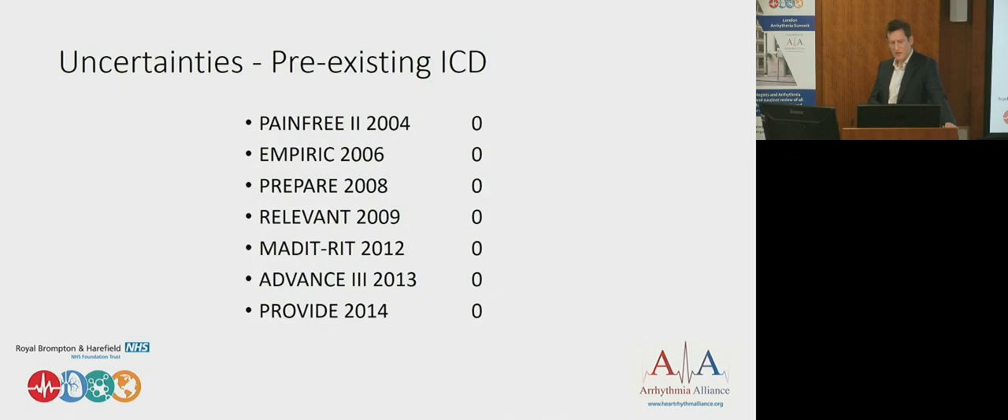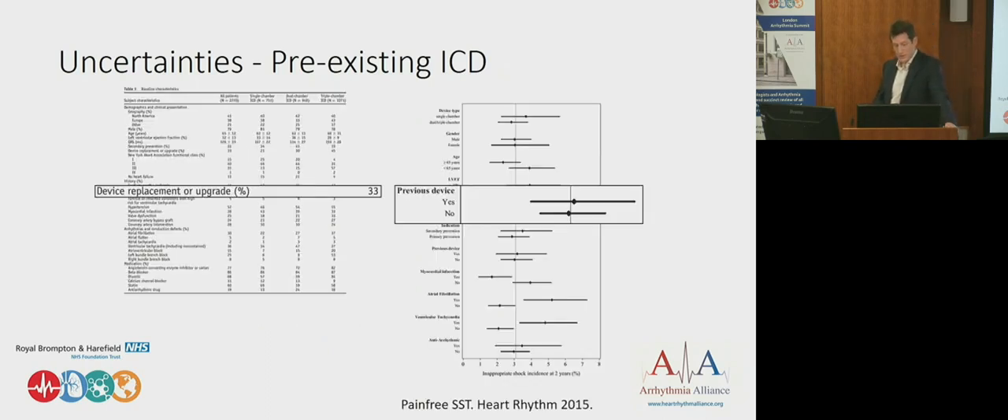So another uncertainty relates to pre-existing ICDs. For a lot of the centres in London, in the UK, if you have an old ICD service, many of your patients have pre-existing ICDs. But as far as I can see, there were no patients with pre-existing ICDs included in the randomised trials at all.